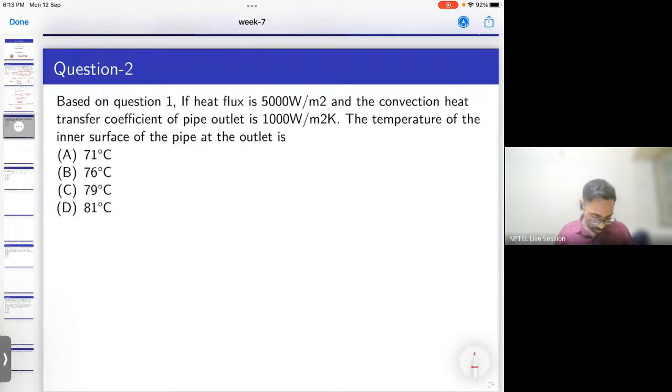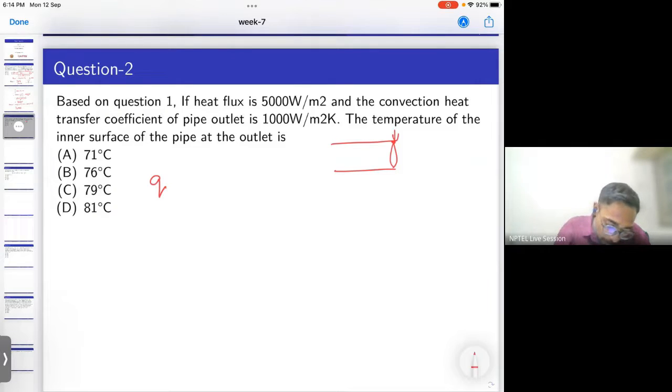The next question is also based on the same first question. If the heat flux is constant at 500 watts per meter square and the convection heat transfer coefficient at the outlet is 1000 watts per meter square Kelvin, we need to find out the inner surface temperature of the pipe. So we have a pipe outlet. Here we know the heat flux, and the convection heat transfer coefficient is also given. So just apply our energy balance equation.